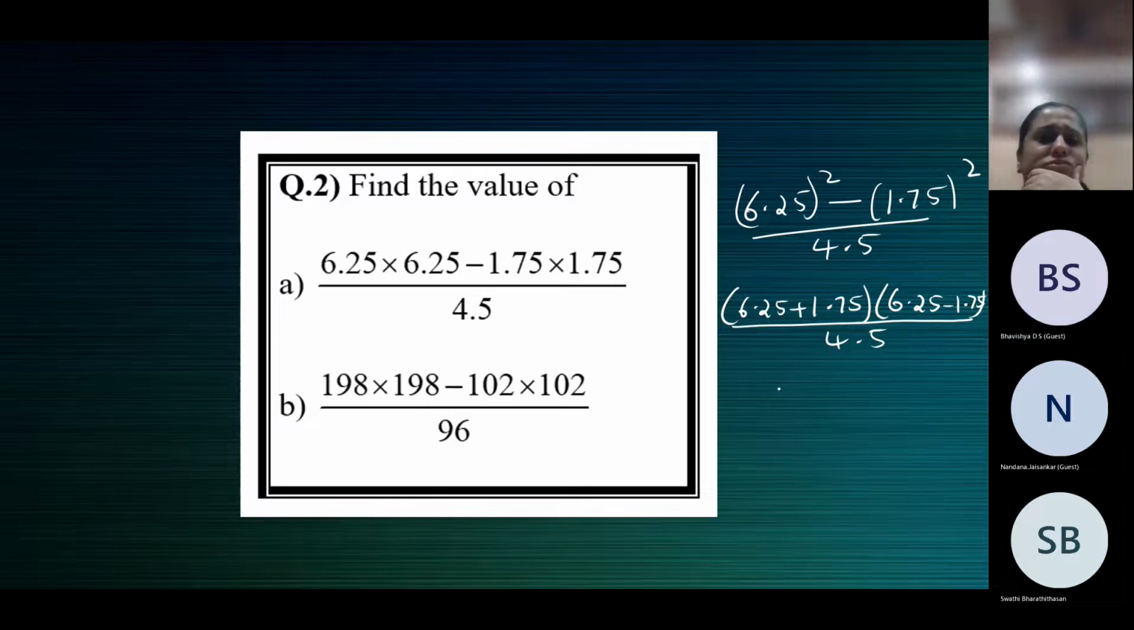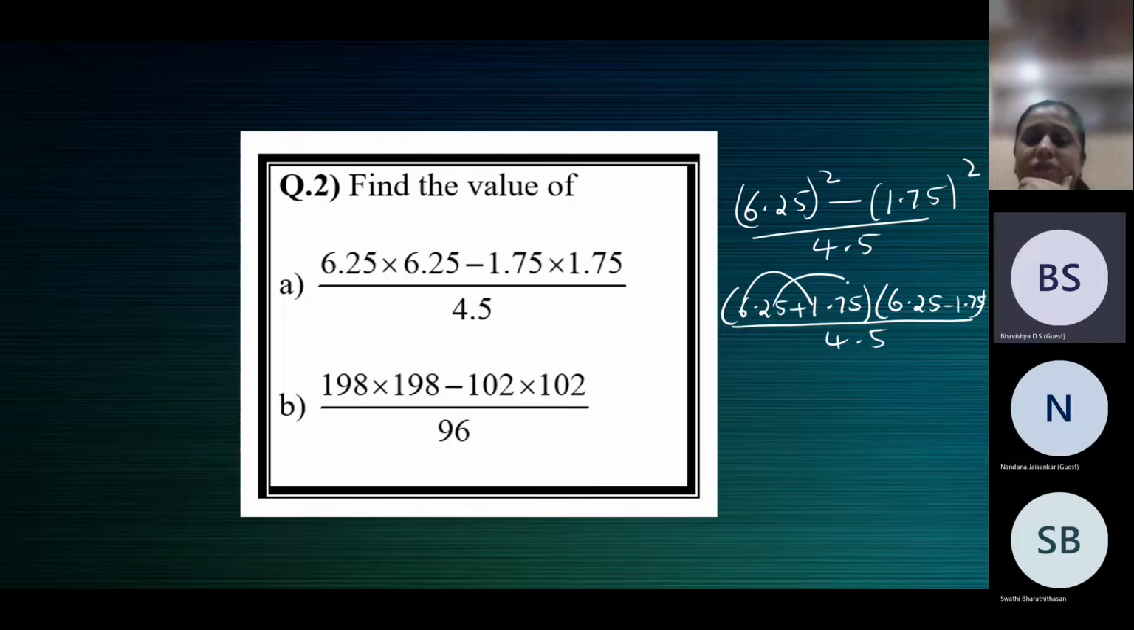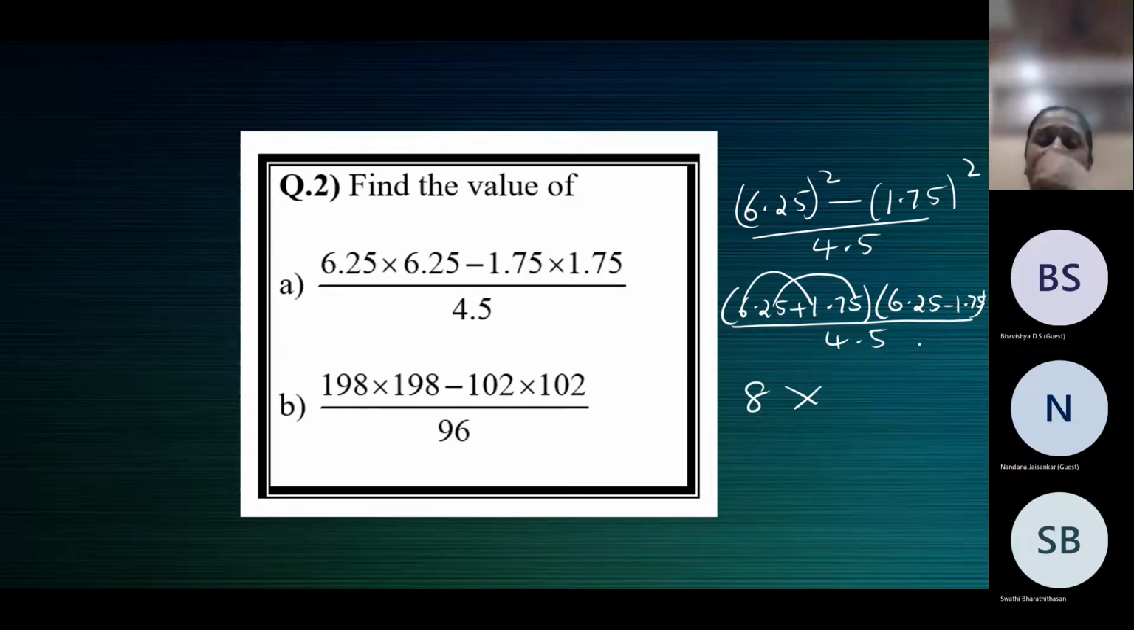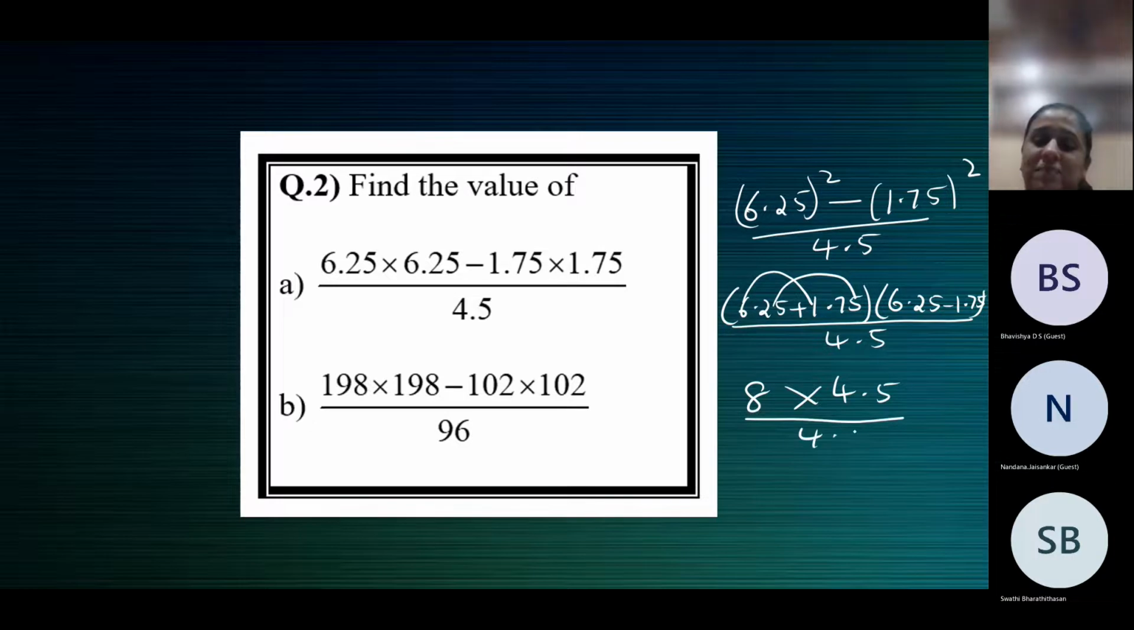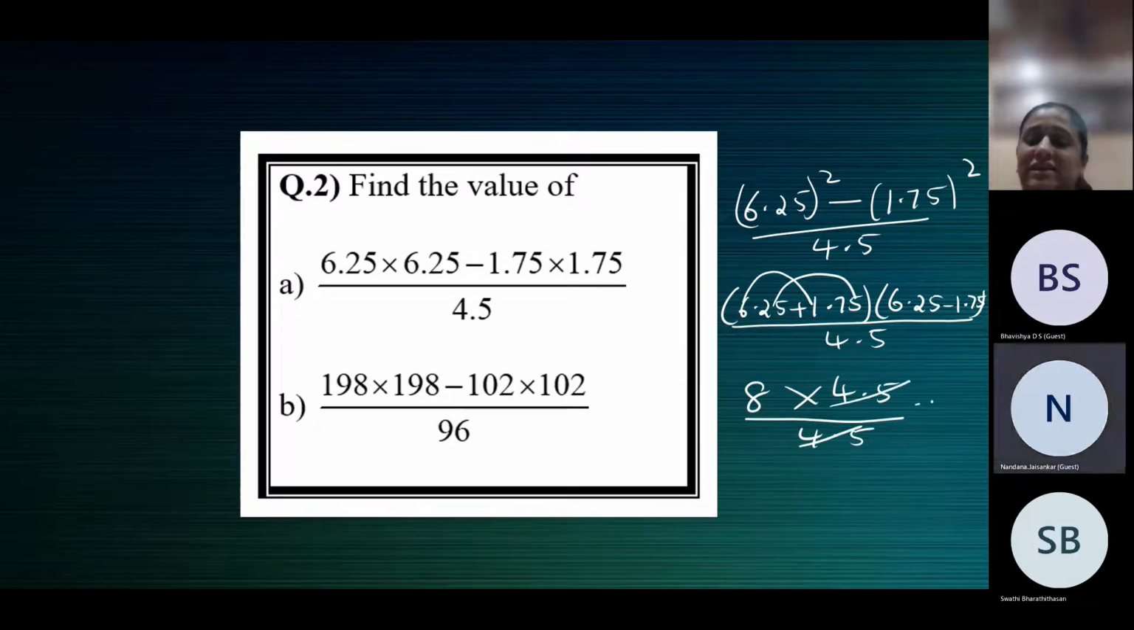7, ma'am. No, 6 plus 1 is 7. 8, ma'am. Yeah, 0.25 and 0.75, so 8. 8 into what is 6.25 minus 1.75? Ma'am, 4.5. Very good. Yeah, 4.5 divided by 4.5. Correct? So these two numbers get cancelled and the answer is 8.